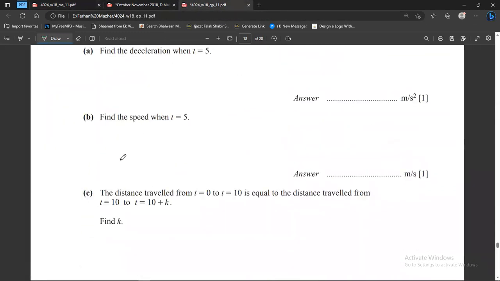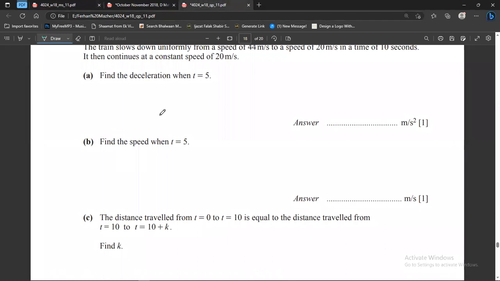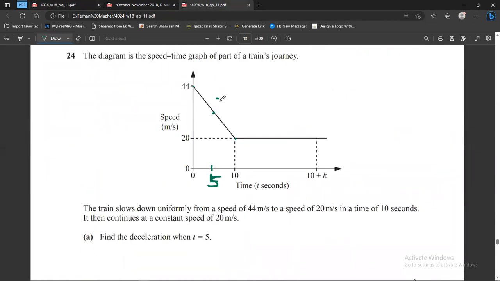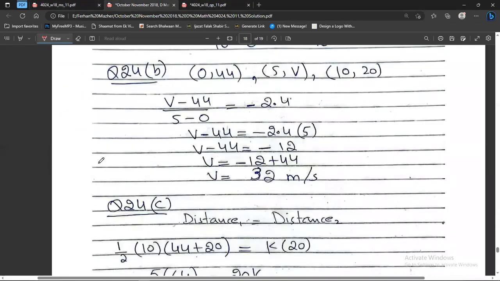Then they say find the speed when the t is 5. So we don't know what is the speed here. Whatever is the gradient of these 2 points, the same will be the gradient of this line. That is the main concept. So 0, 44, 5, V, and 10, 20. If I find out the gradient between 0, 44 and 5, V, that will be the same as the gradient of 0, 44 and 10, 20.